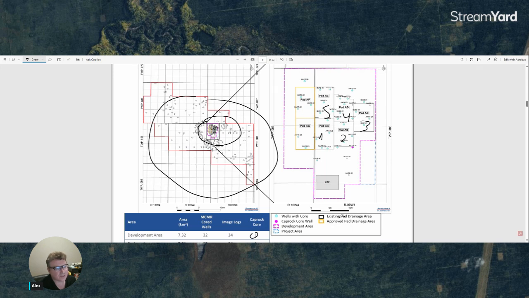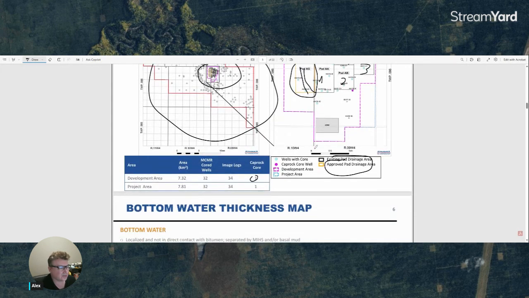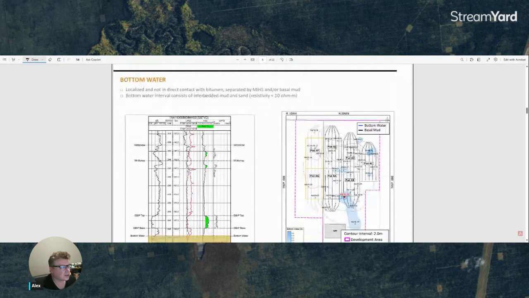And they talked about approved pad drainage areas. So those are 2 new development areas that are going to be developed a little bit later, right? They will decide how many well pairs they're going to put in each of those areas. So from a simplistic point of view, we have 5 pads, 5 well pairs per pad, so 25 well pairs on the 5 pads. So let's talk a little bit about bottom water.